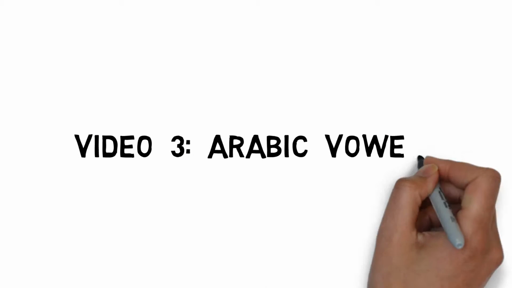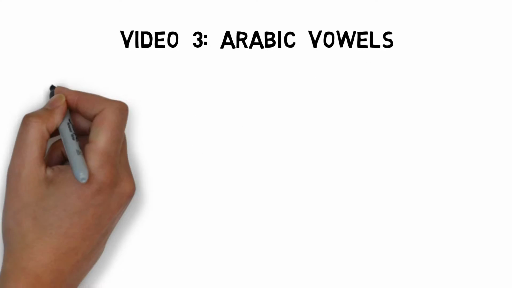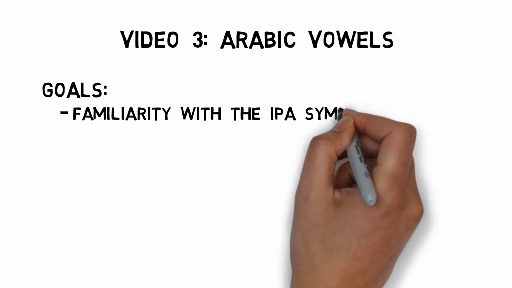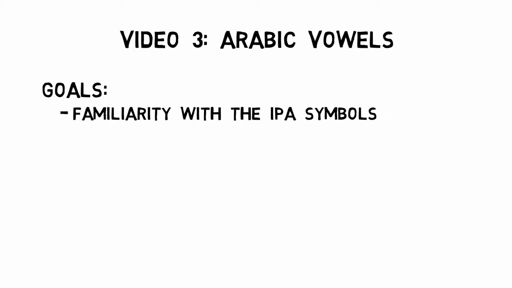In this third video, we're going to talk about Arabic's vowels. My primary goal here is to get you familiar with the IPA symbols for those vowels and to give you a rough sense of how they fit in your mouth. Now keep in mind throughout this process, the better you learn to hear these sounds, the better you'll be able to keep track of which one is which, and the better you'll produce them.